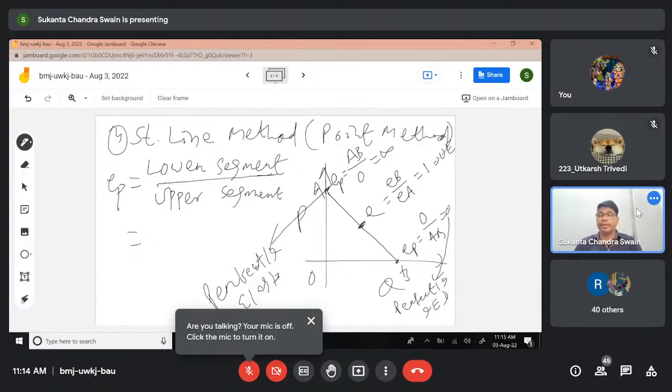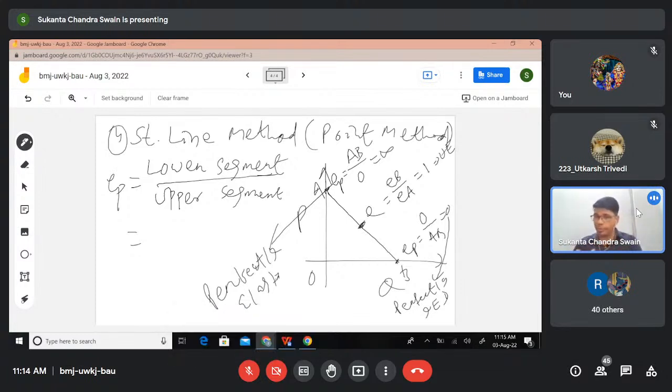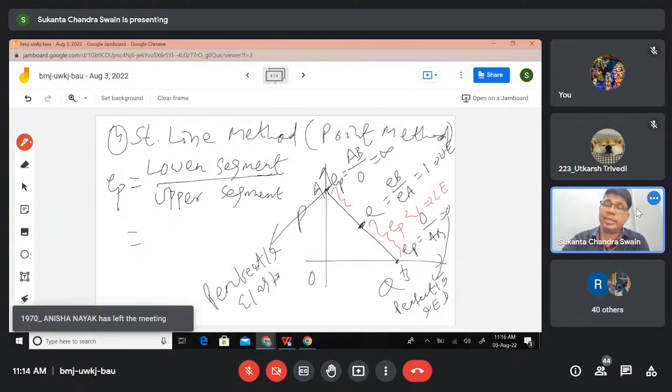Then if you take any point between E and B, the lower part, what will EP be? Less elastic, because the lower part will be smaller than the upper part. So it is less elastic. And similarly, any point between E and A will be more elastic.